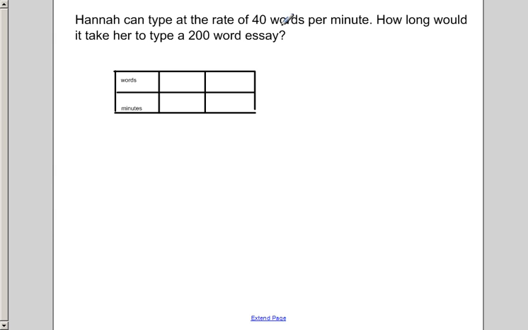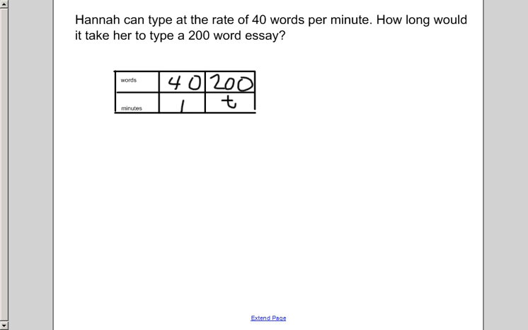Now, the important thing is to look, we've got words and words. So we've got to put that information next to words. So she types 40 words in 1 minute. The question is, how many minutes will it take her to type 200 words? So 40 words, 200 words, 1 minute, and this is what we're trying to solve. So this is where our variable will go. And I'm going to call it T because we're talking about time.